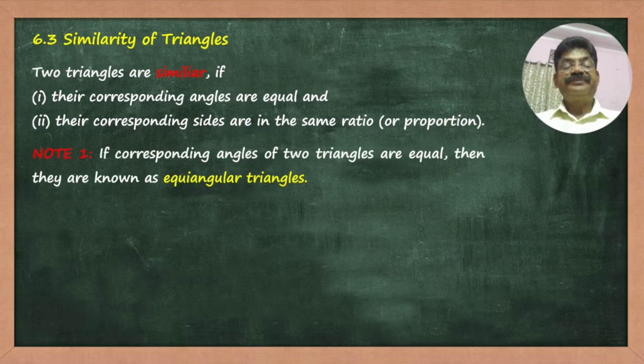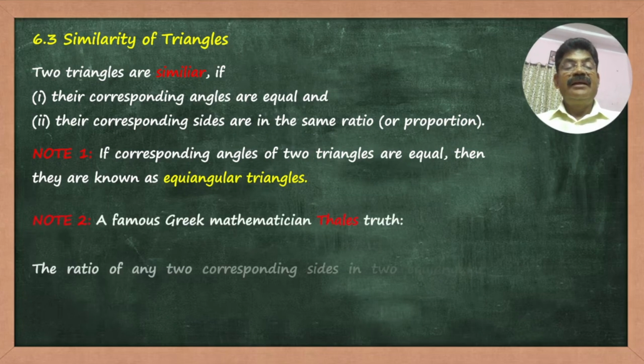Now, this is an important point. If corresponding angles of two triangles are equal, then they are known as equiangular triangles. So, two triangles are given, the corresponding angles are equal. Therefore, you can say these two triangles are equiangular triangles.